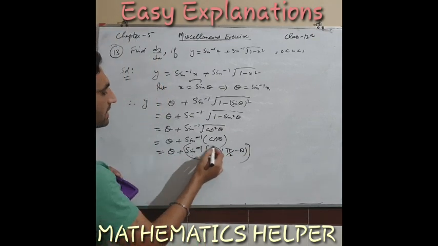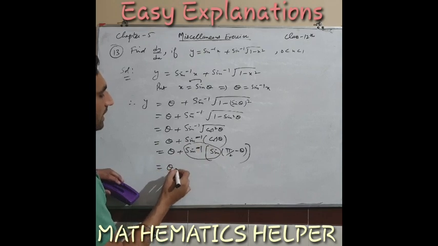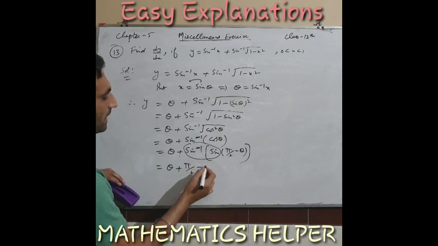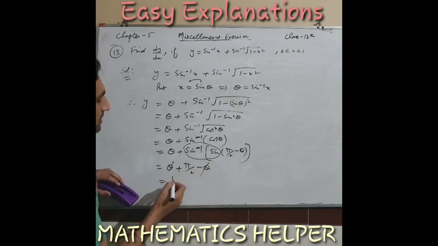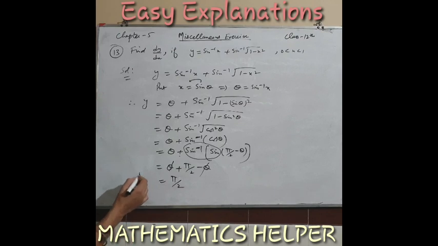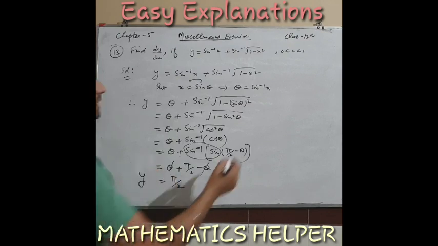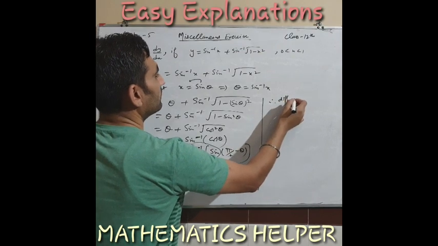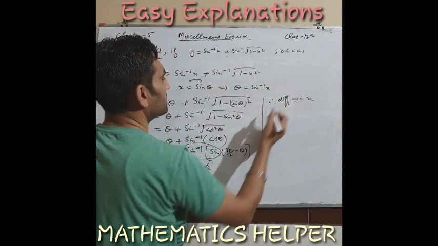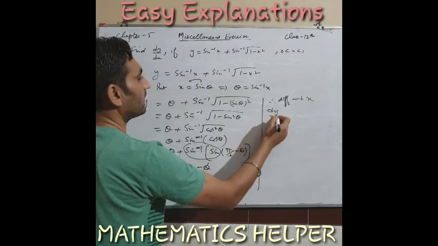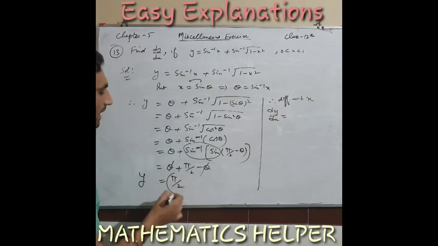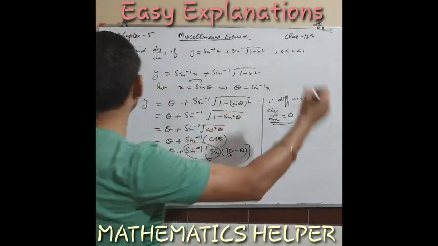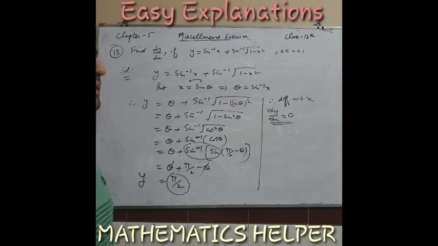See, sine inverse and sine, they will get cancelled. So theta plus, what is left with you? Plus pi over 2 minus theta. Theta also cancelled. So we have pi upon 2. So y equal to pi over 2. Now you can find easily the derivative. Therefore, differentiating with respect to x, this will give dy over dx equal to derivative of pi over 2, means 90 degree, that is a constant value, equal to 0. So we have this answer of question number 13.